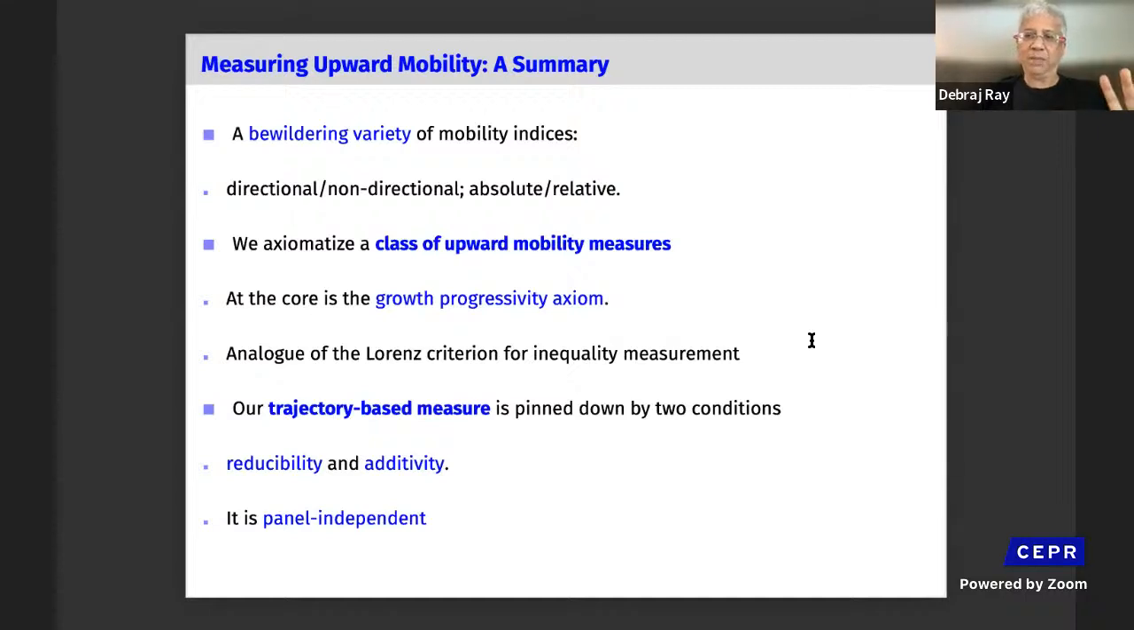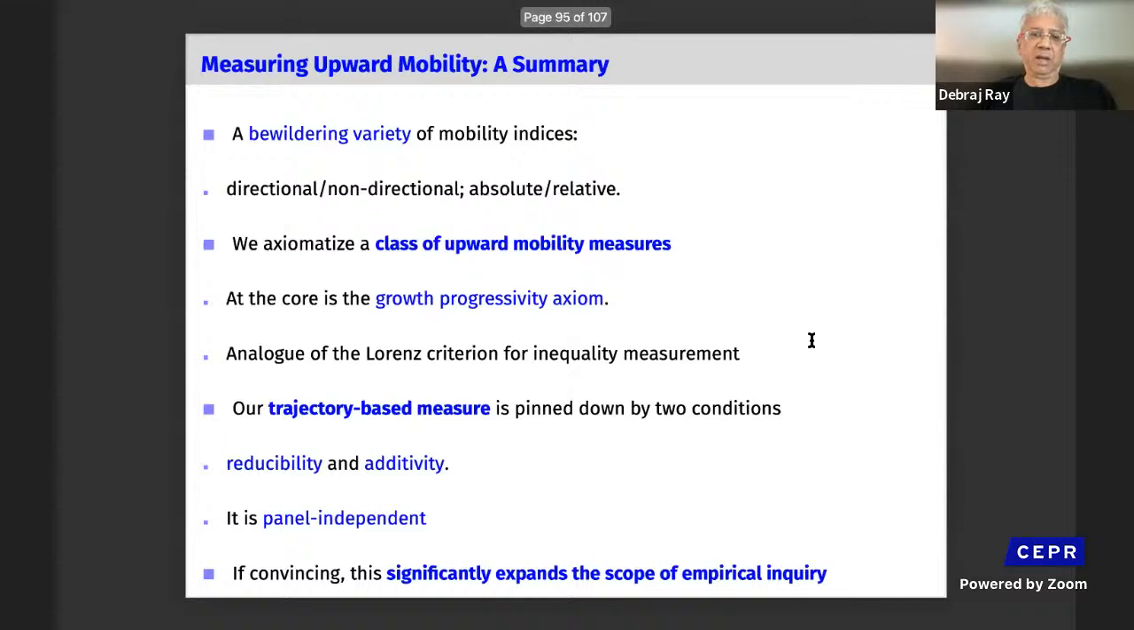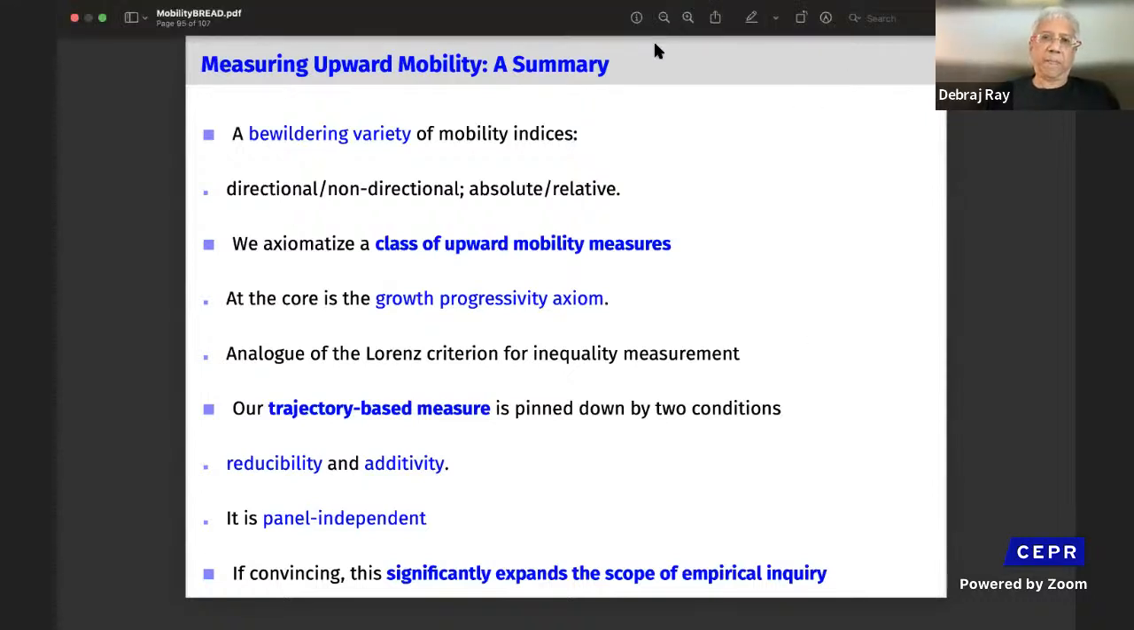I'm not asking you to buy panel independence, but I'm asking you to think about it very, very carefully and exactly what it means that we are only applying it in the context of upward mobility. And if you're convinced, then this can significantly expand the scope for empirical inquiry. Okay, I'll stop there.